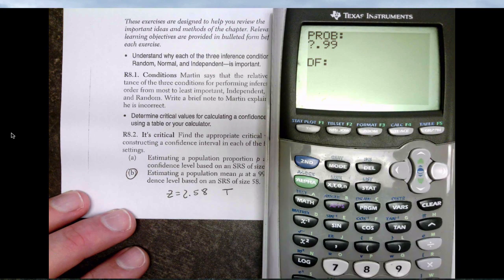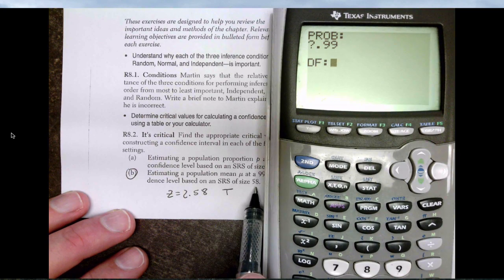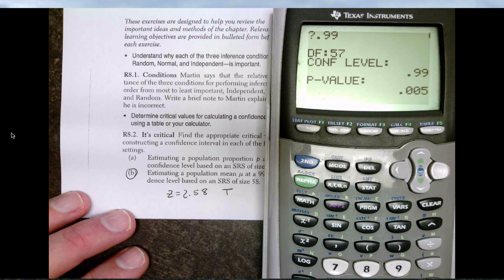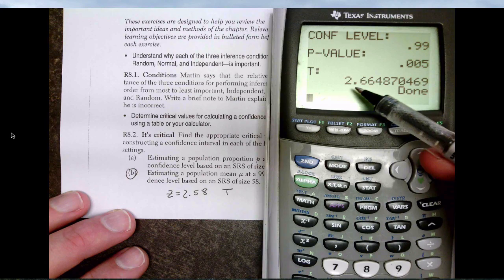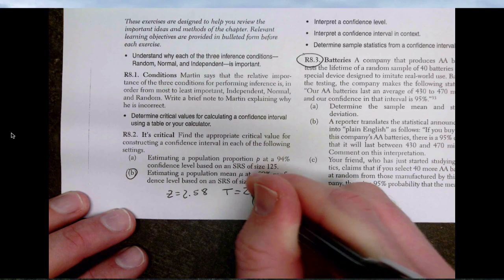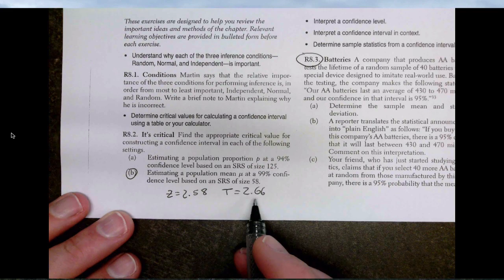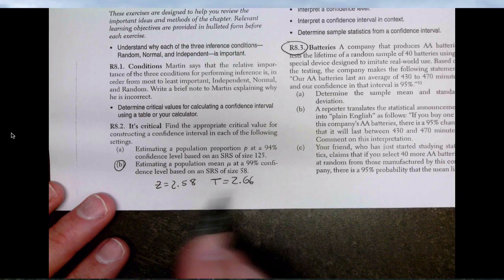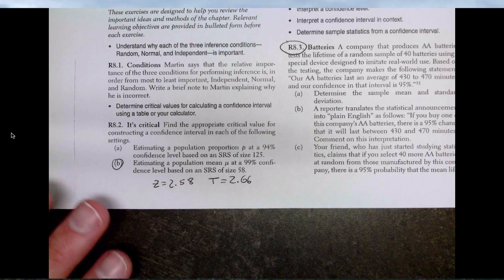And my degrees of freedom is 1 less than 58, so my degrees of freedom is 57. And it's thinking. And the T value there is 2.66. The T value will always be greater than the Z value. And the larger the sample size, the more these two approach each other. So the T gets closer to the Z; the Z doesn't move.